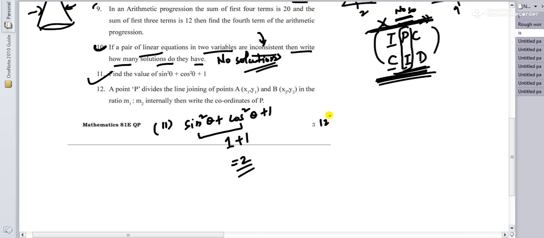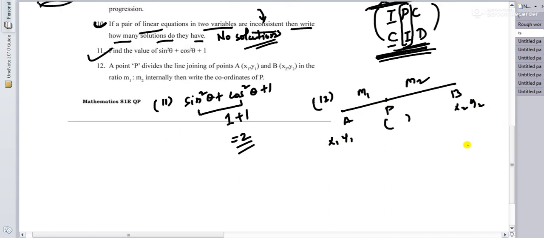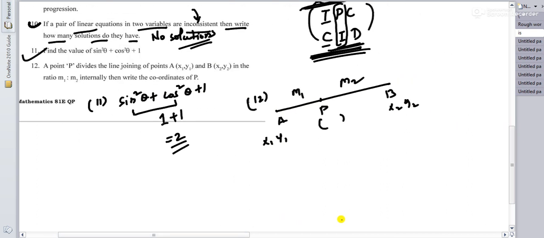Next is question number 12. A point P divides the line joining A and B. Imagine this is A, this is B, and point P is somewhere here. We don't know what the distance is. It divides in the ratio m1 is to m2 internally. Then write the coordinates of P. So A is x1, y1 and B is x2, y2. This is the section formula, right?